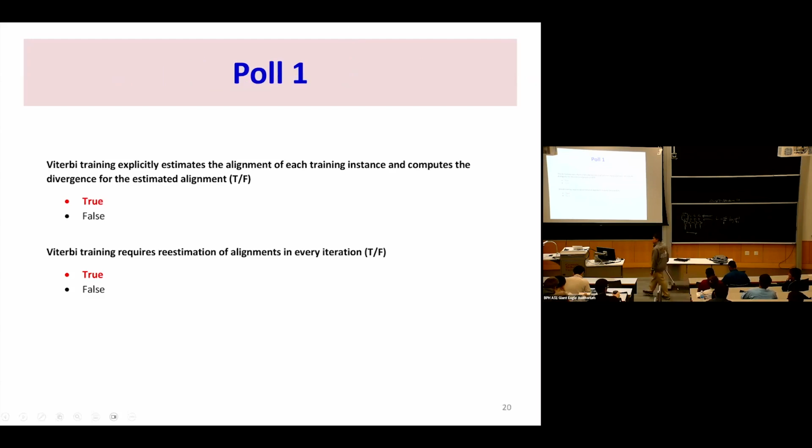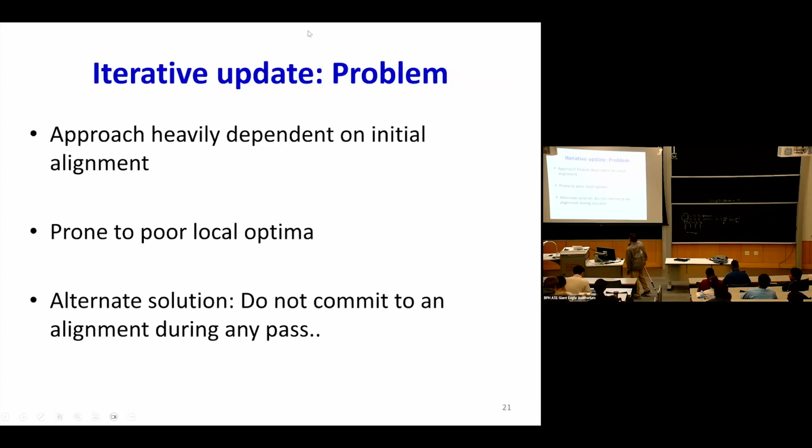It requires re-estimation of the alignments every iteration. Perfect. Now, the problem we saw with this approach was that it really depended on the initial guess. If your initial model was crappy, you're going to start off with a crappy alignment. You're going to learn rubbish, and then you're going to keep building on rubbish. And although in principle you will end up at a local minimum, that local minimum might be really bad, right?